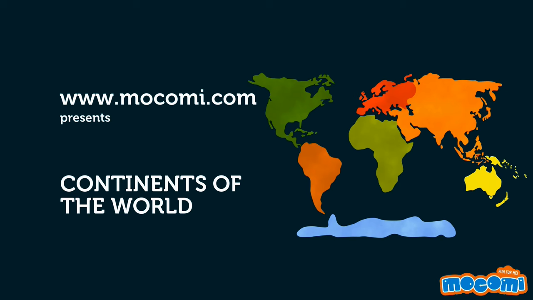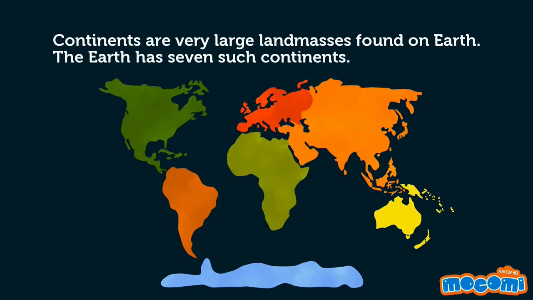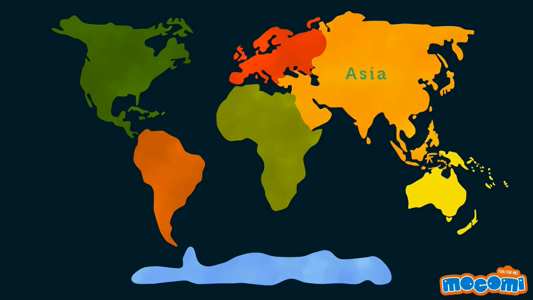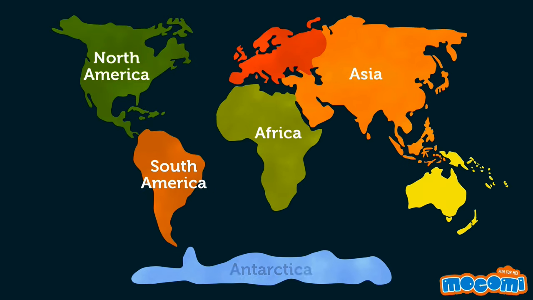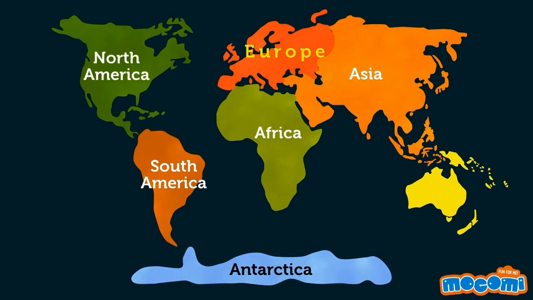Continents of the world. Continents are very large landmasses found on Earth. The Earth has seven such continents: Asia, Africa, North America, South America, Antarctica, Europe, and Australia.